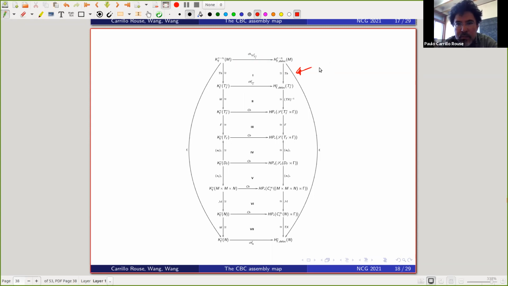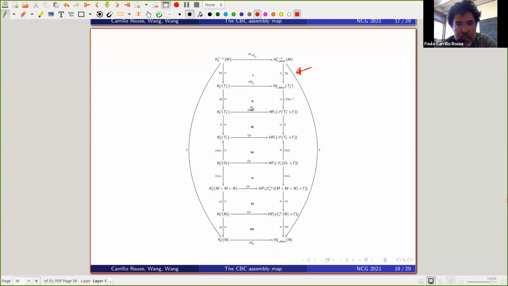These Todd classes were already defined in a paper by Baum and Connes, and in topology, but also by Bailing Wang and one of his collaborators. Sorry, I forgot the name. So this is more or less classical as well. So this part one of the diagram is where you put the Todd class.